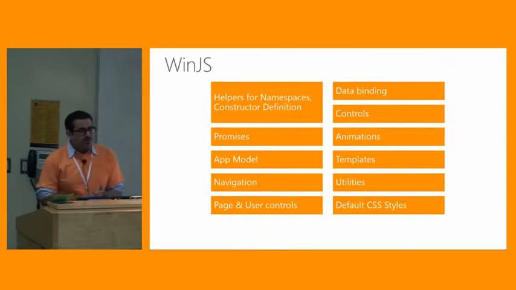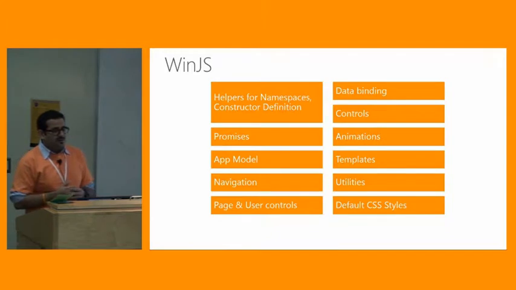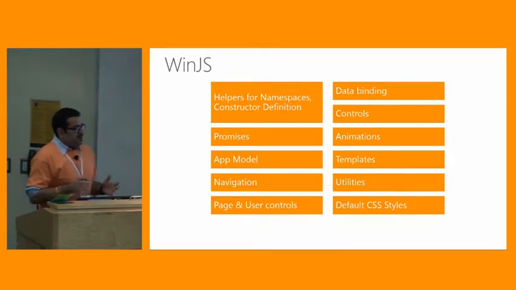So these are all the different components of what WinJS is made up of. Helpers for namespaces. Obviously, if you do a lot of web development, you know that you don't want to define a lot of stuff in the global scope. It can collide with other libraries that you're using, variable names and that kind of stuff. So you get a library for defining your own namespaces and classes and that kind of stuff.